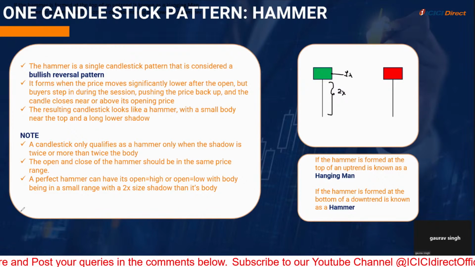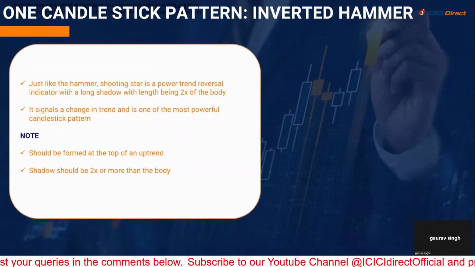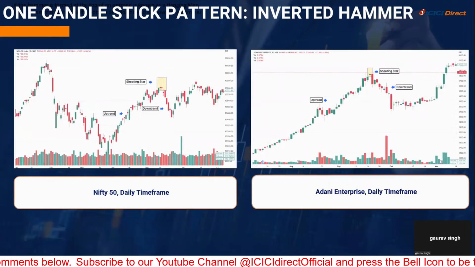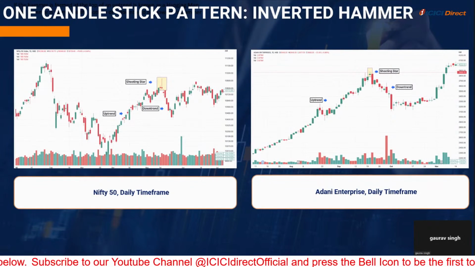So this is what we saw in hammer. We saw hammer here, and we went ahead with hanging man. Then we saw inverted hammer. Everything remains the same, but the wick is on the other side, it's an upside-down hammer. The wick should always be a minimum of twice the size of the body. So this is what has happened. We saw that in Nifty. We saw that in the Adani Enterprises chart, and we can see the downtrend which the stock and the index saw.